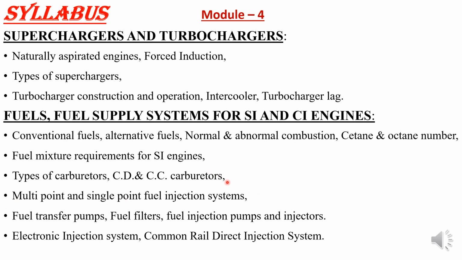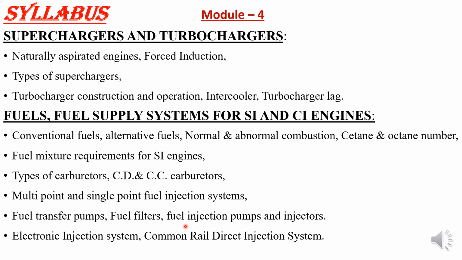Then we will go for the CI engine fuel supply system. In this we will have the fuel pumps, fuel filters, and fuel injectors, all those things will come into the picture, because we are pressurizing the fuel at a very high pressure compared to SI engine. In SI engine only up to 3 or 4 bar pressure we are injecting the fuel, whereas in CI engine we are injecting the fuel at around 200 to 240 bars.